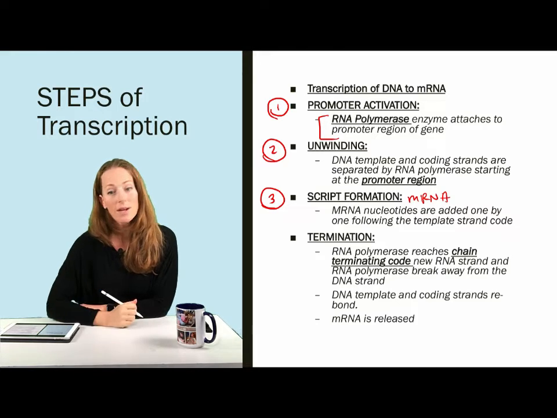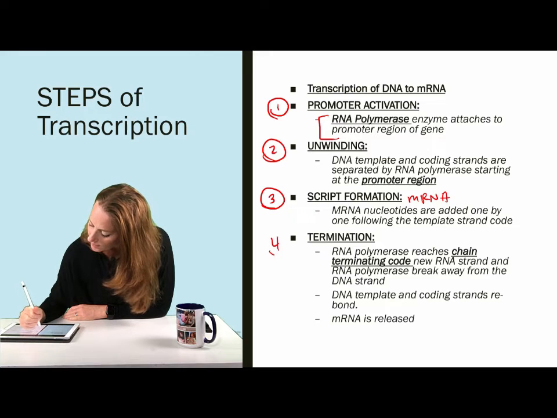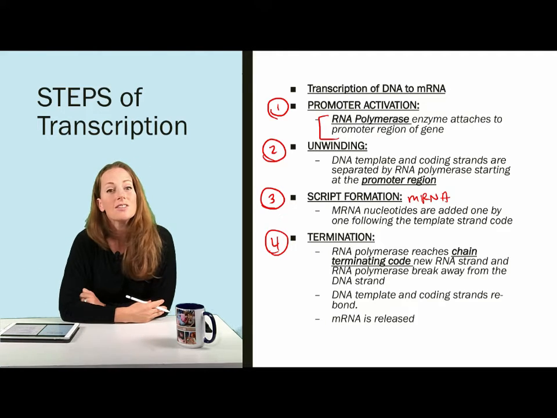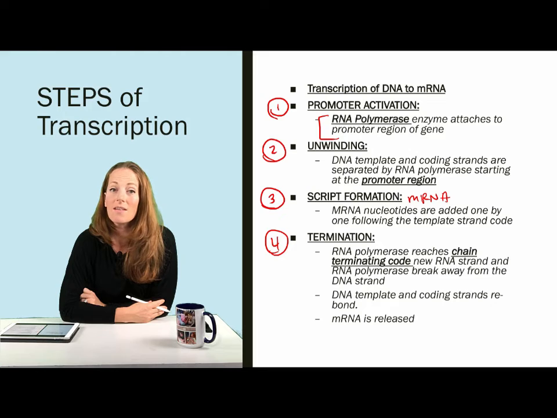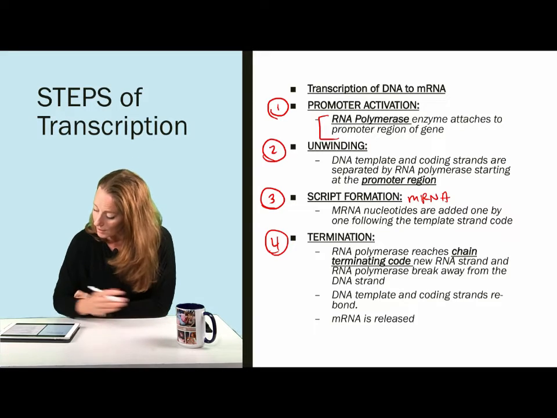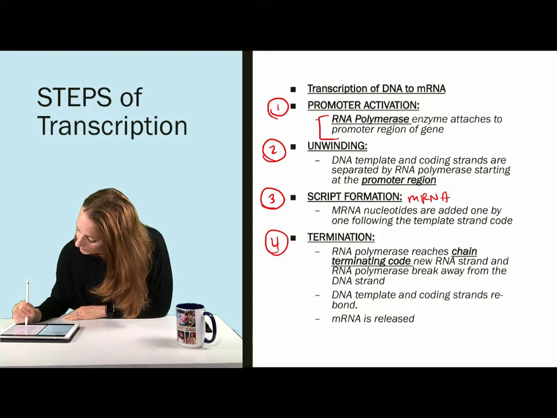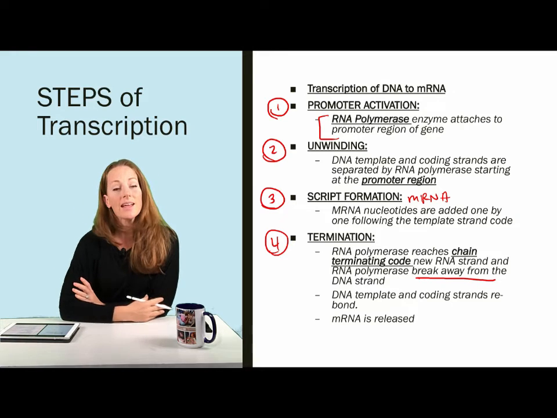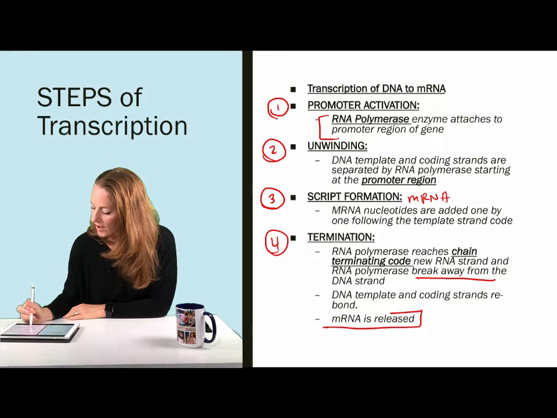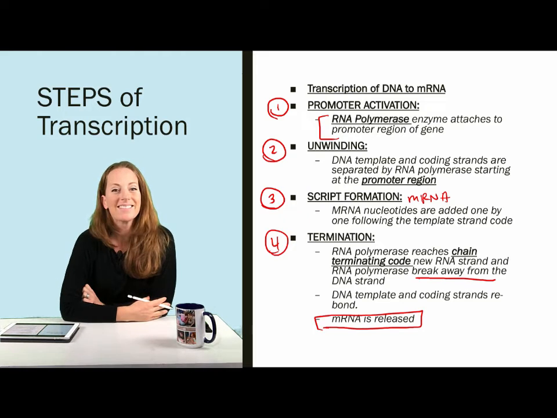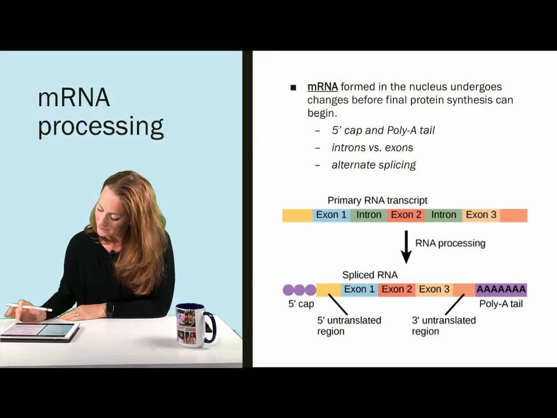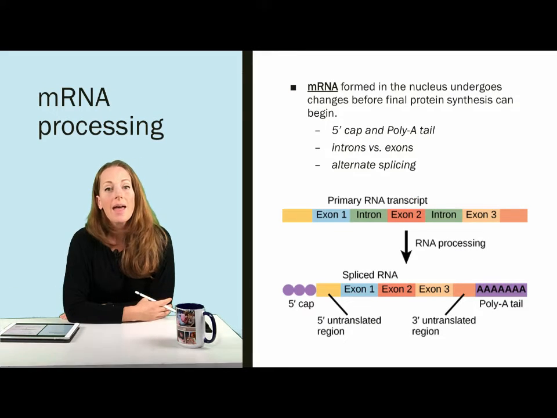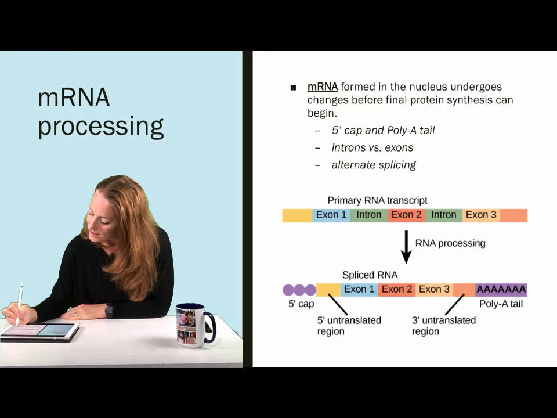to the template strand. Finally, when the stop codon is reached, or the chain terminating region of the DNA is reached, then the mRNA will detach and the RNA polymerase will detach, break away from the DNA strand to release that final mRNA. Our recipe is ready to leave the nucleus. So mRNA is formed in the nucleus.